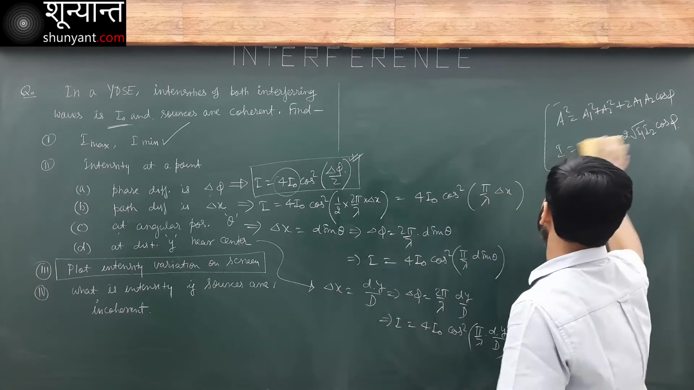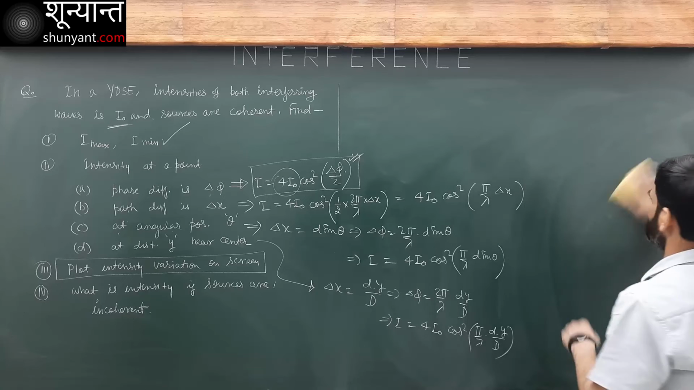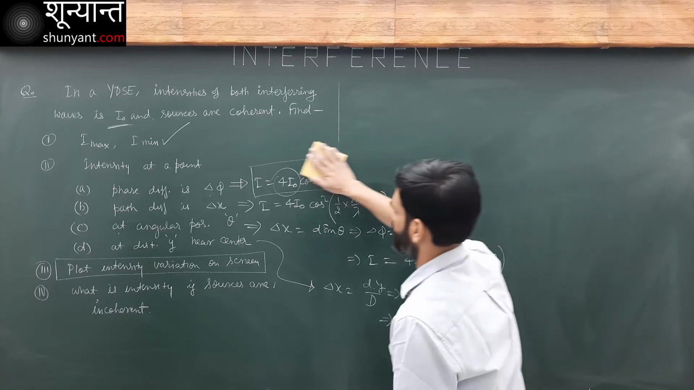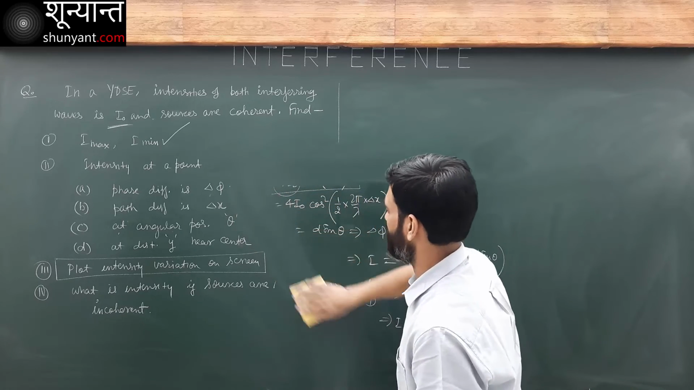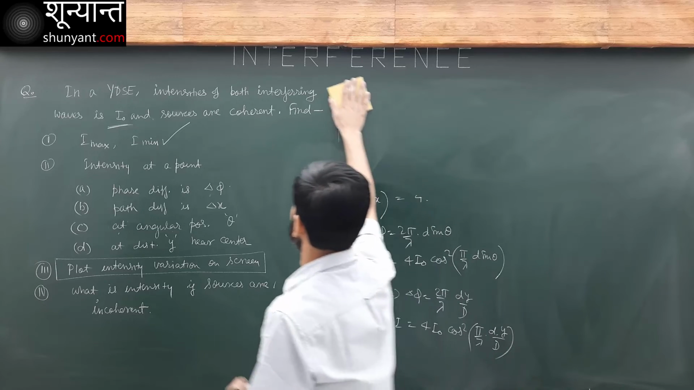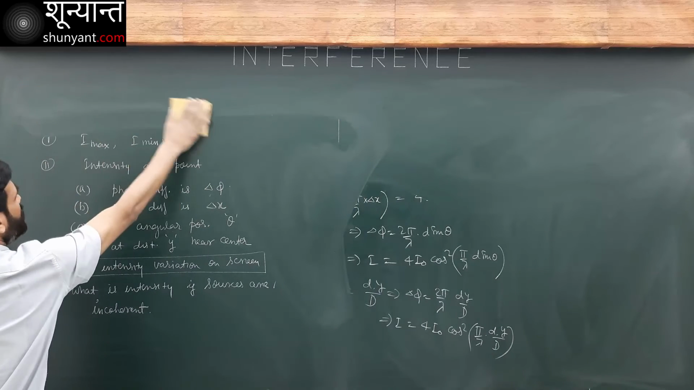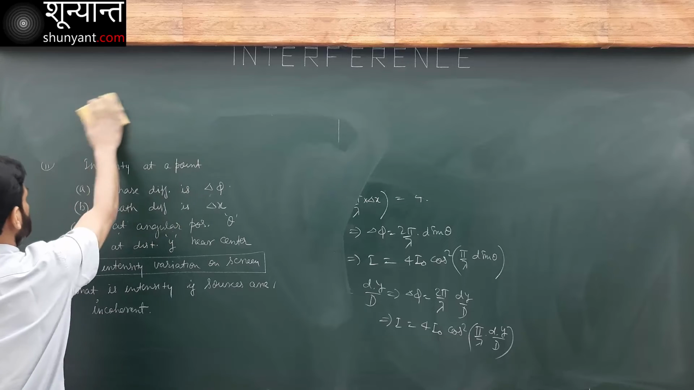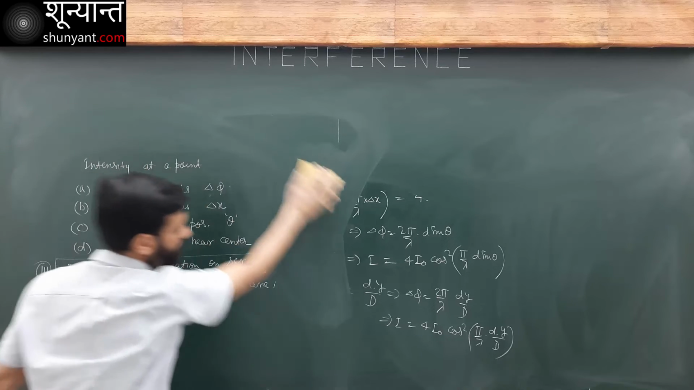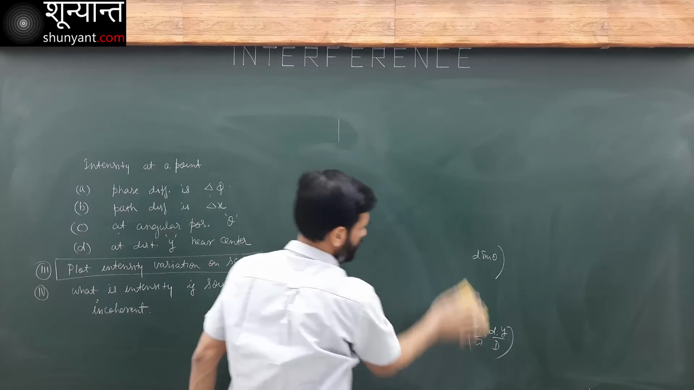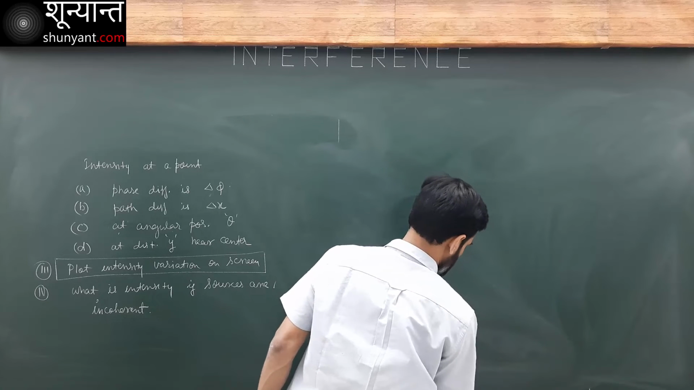Let's plot it. Let's see how it looks. Does it change like a straight line? Does it change like a parabola, circular? How does it change?